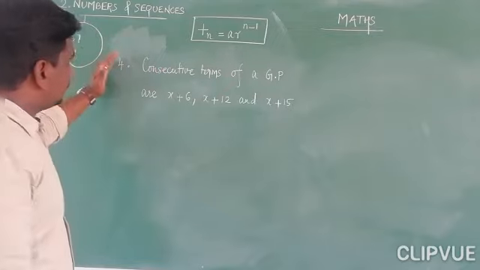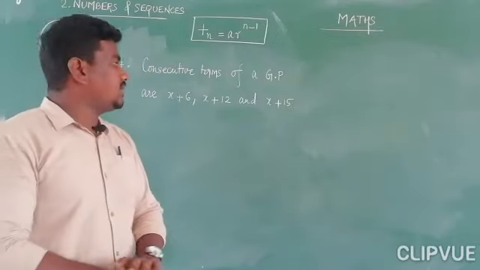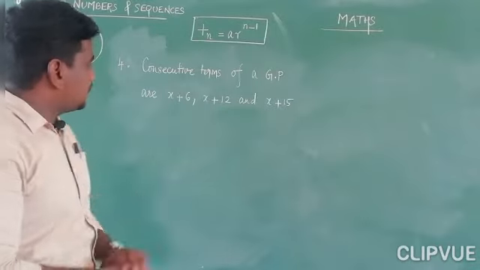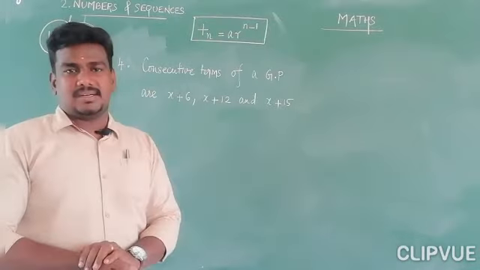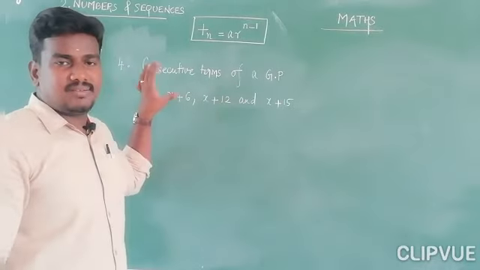Next question number 4, the same exercise 2.7. Here 3 consecutive terms of a GP are given. Here one unknown is given, that is x. So we are going to find that unknown. What is the value of x?